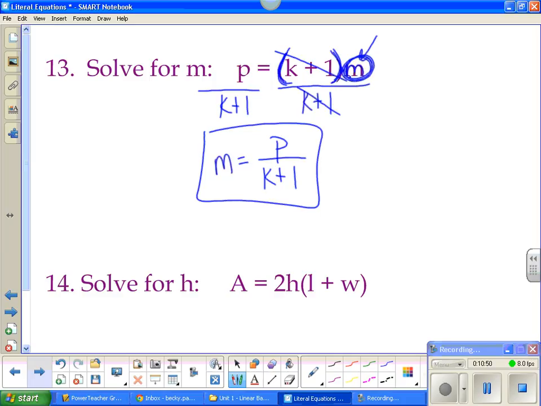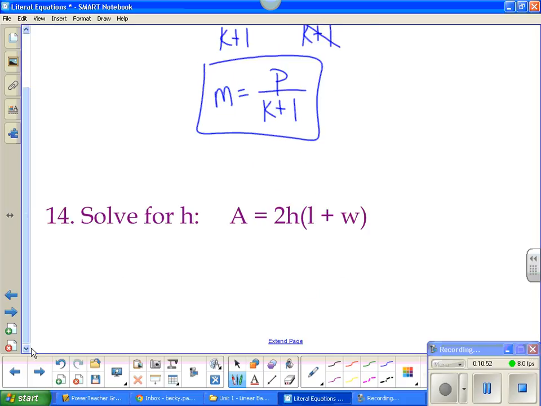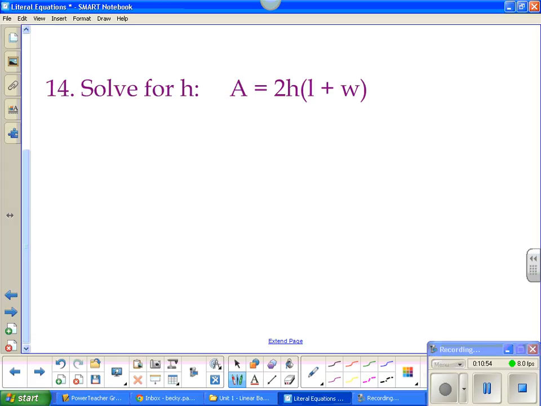Okay, along the same lines, let's look at number 14. I'm solving for h. So here's h. So do we want to distribute? And the answer is no. I want to solve for h. So currently with the h is a 2 and an L plus W. So these three things are being multiplied together, the 2, the h, and the L plus W. I want the h by itself, so I need to get rid of the 2 and the L plus W.